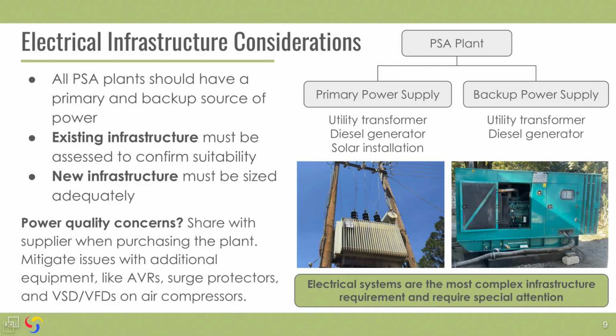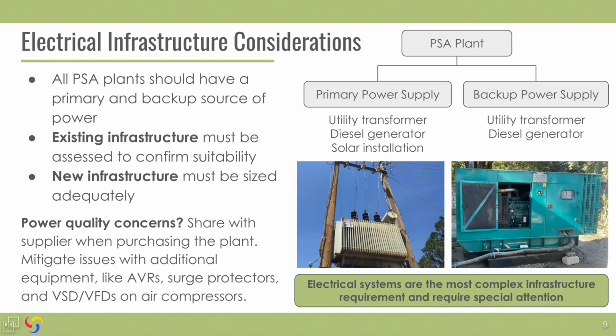Electrical systems are the most complex infrastructure requirement. Adequate electrical infrastructure is the most common obstacle to PSA plant operation and requires special attention. It is typically recommended that all PSA plants have a primary and backup source of power. Typical power supplies are utility transformers, diesel generators, and solar installations.